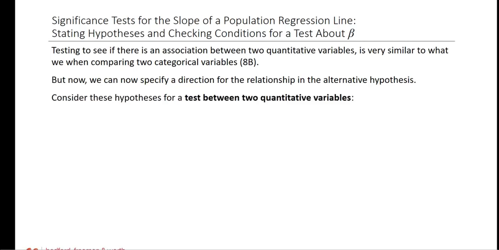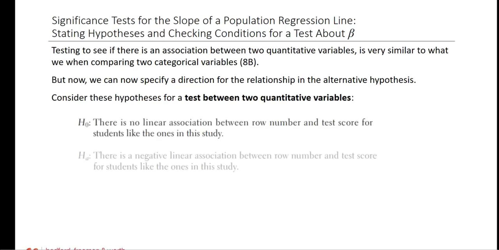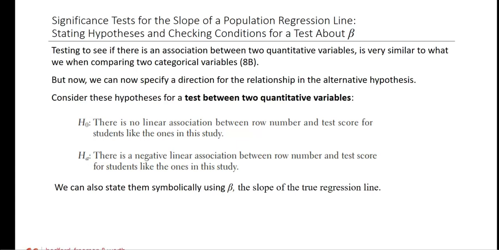Okay, so when we do this kind of test, it's very similar to what we do when we compare categorical variables. These are the hypotheses: there's no linear association between rho and test score for students, versus there is a negative association. So notice we can use beta.